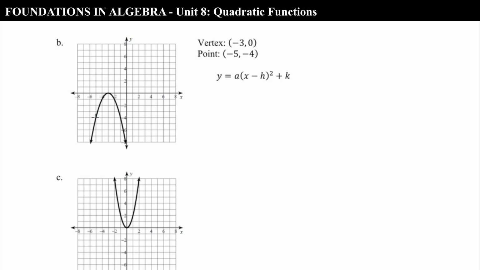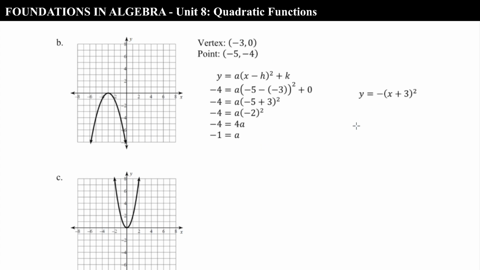Then we're going to take our vertex form, plug in our x and y, and our h and k. The h and k from the vertex, the x and y from the point. So when we do that, we get this, and then we clean up a little bit. On the inside of our parentheses, we're going to have -5 plus 3. We're going to drop the plus 0 at the end because we really don't need that. -5 plus 3 gives us -2. -2 squared gives us 4. And then if we divide each side by 4, we get a is equal to -1. So now we're going to plug in -1 for a, -3 for h, and 0 for k, and that gives us this equation.